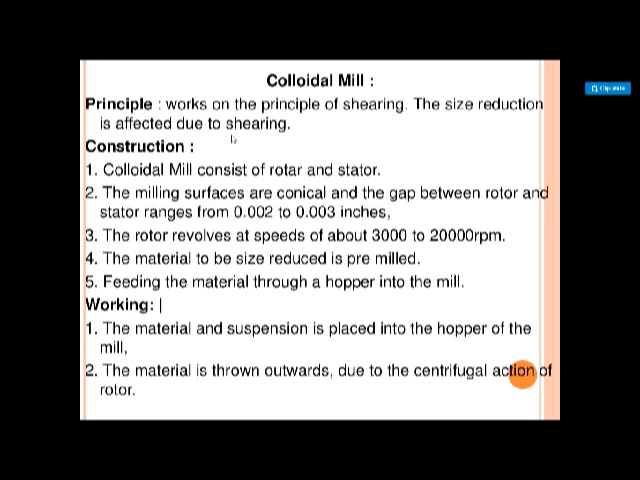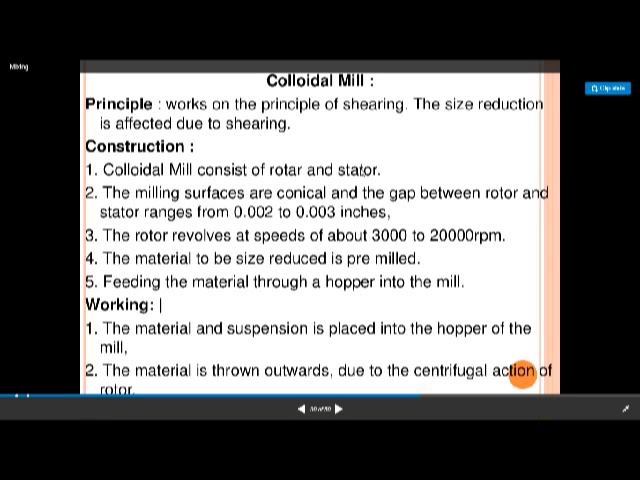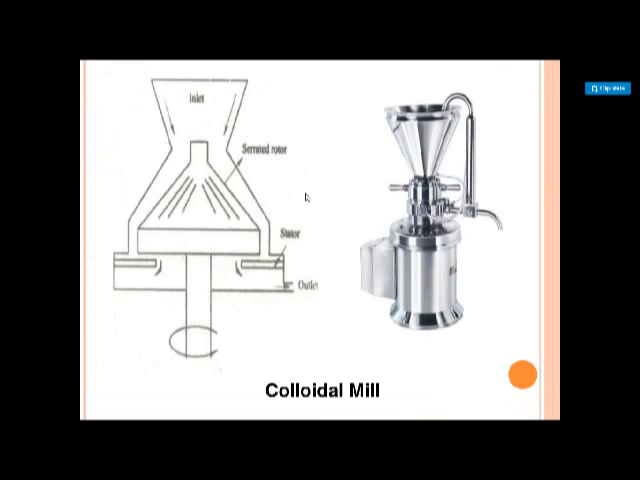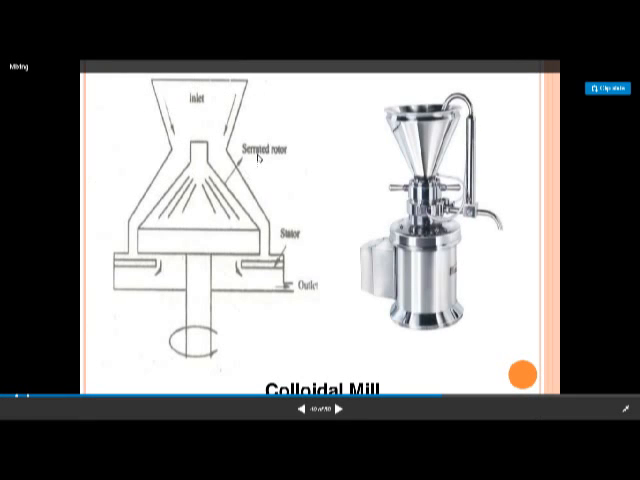Construction: it consists of two parts, a rotor and a stator. The milling surfaces are conical. These surfaces are conical in shape. You can see this is the colloid mill.